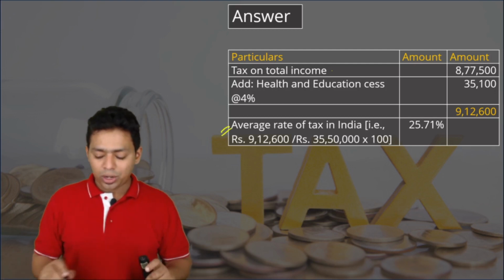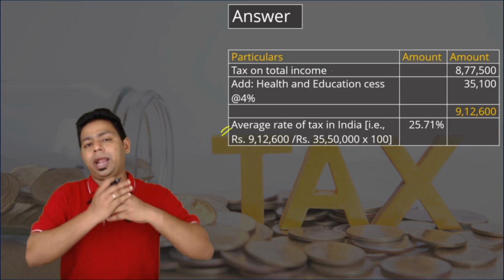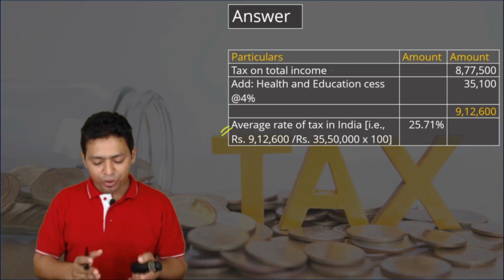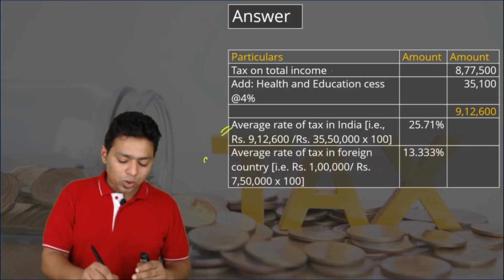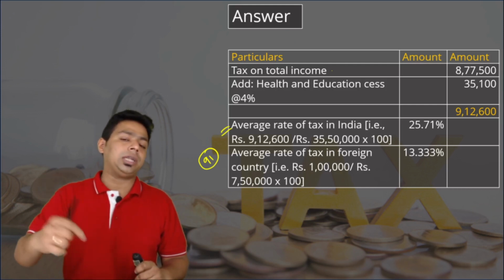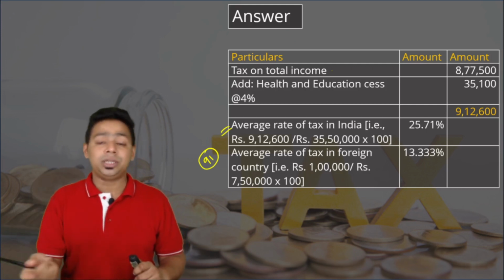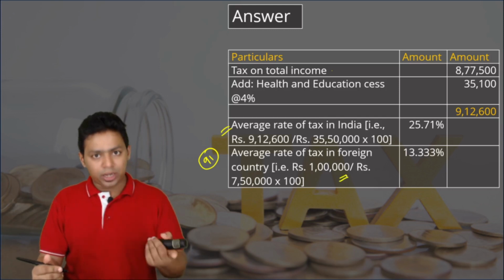I hope you should not have any difficulty at least till this point, because I have not applied any international tax concept so far. International tax concepts come now. DTAA plays the role now. According to section 91, because 7,50,000 was taxed in a foreign country and 7,50,000 is taxable in India also, we have to compute the average rate of tax of the foreign country.